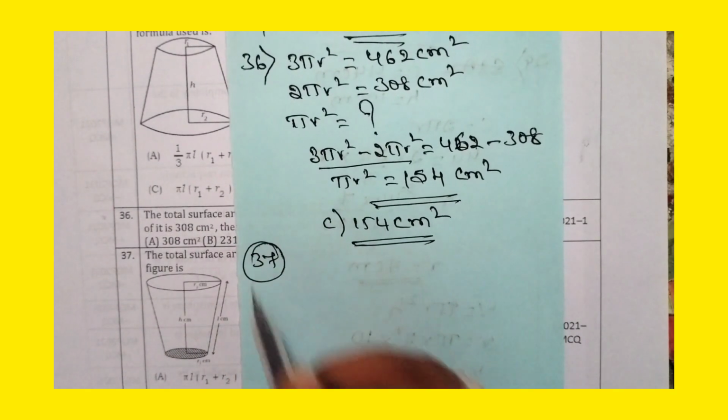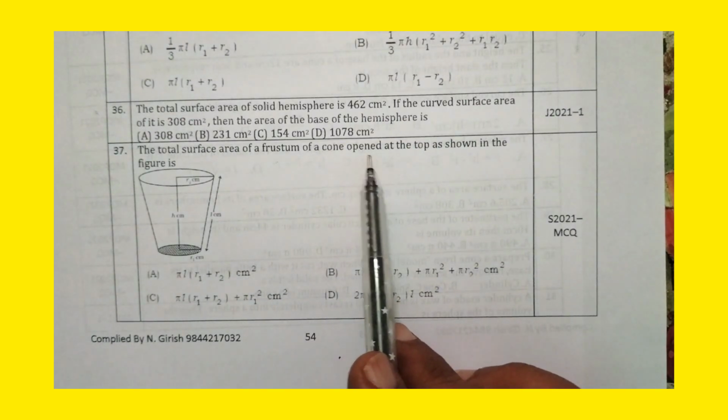Now let us move for the 37th question. So the 37th question is, the total surface area of a frustum of a cone opened at the top as shown in the figure is dash anta kelidane. So idikke naven madbekappa andre, so the total surface area of frustum of a cone opened at the top, open agide anta tagondaga ನೀವು LSA, that is curved surface, CSA of a frustum of cone ಜೊತೆಗೆ we have to take the base ನ ತಗೋಬೇಕು.